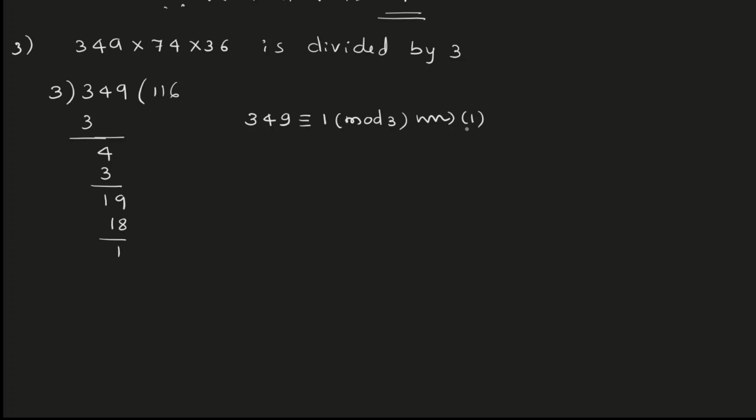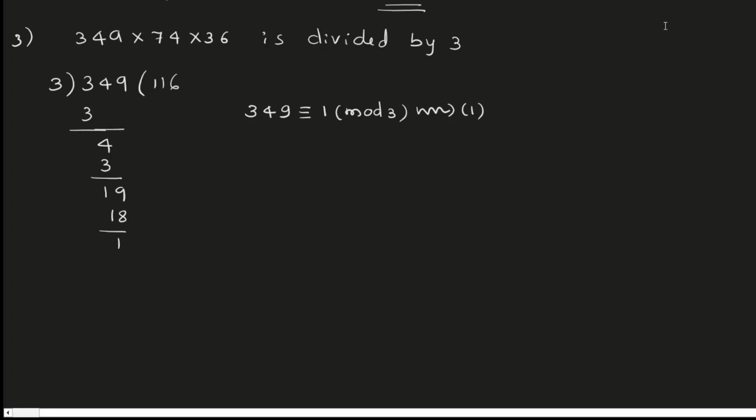Next we need to divide 74 by 3. So calculate quickly. What happens now? 3 into 2 is 6, 1, 14. 3 4s are 12, 2 remainder. All of you got this? Then 74 is congruent to 2 mod 3. Call this equation 2.